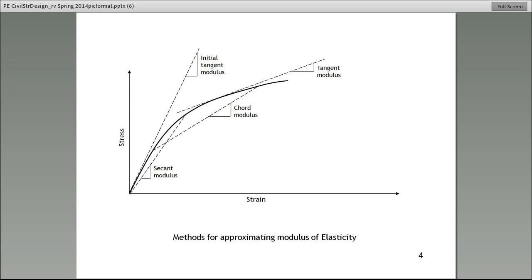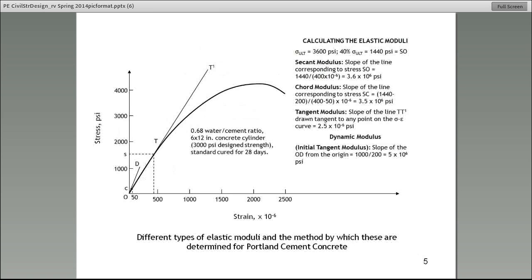Well, this is slide number 4, which shows some examples of how we go about identifying the modulus of elasticity for a brittle material. There is no one single modulus of elasticity. There are several methods. One is called the initial tangent modulus. The other one is the secant modulus, chord modulus, or tangent modulus. Now, let's move on to the next slide.